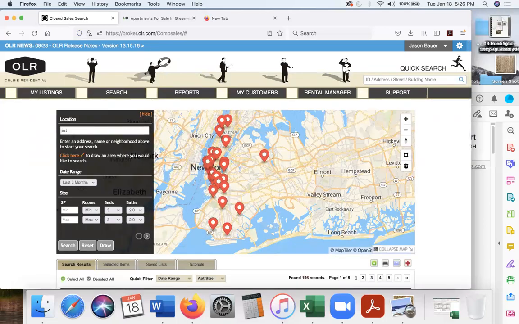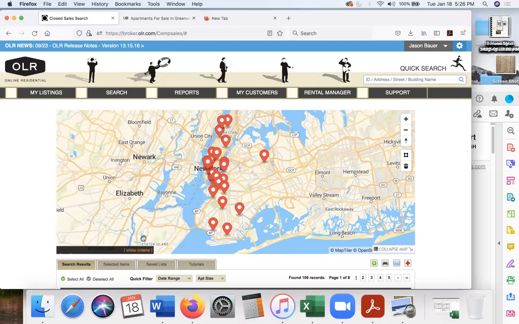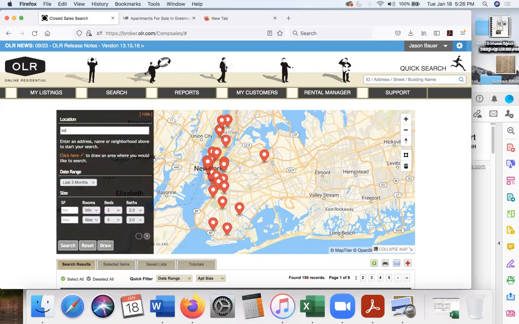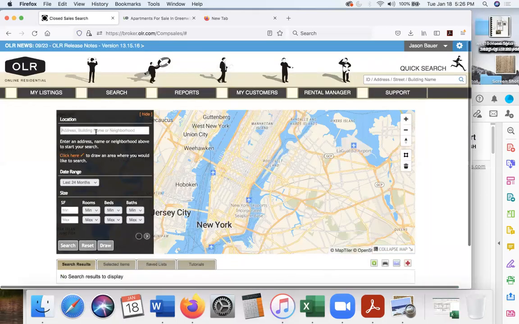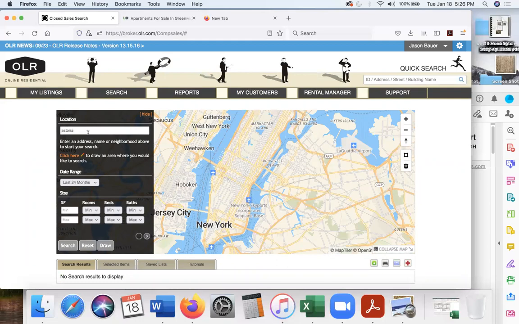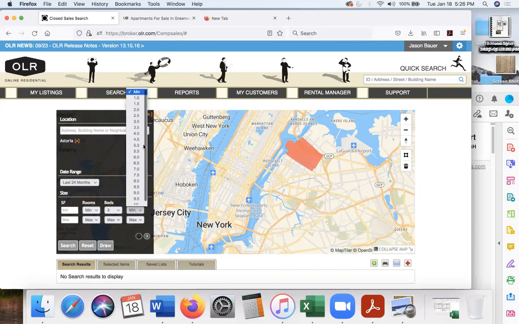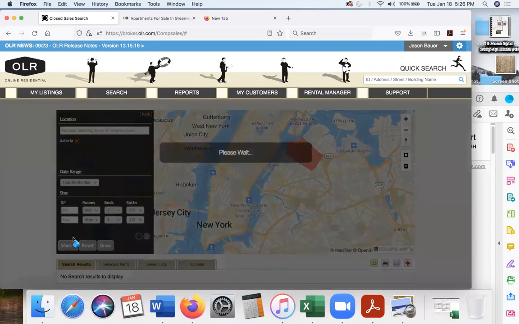And I don't think Astoria came in. Make sure. Let me reset this. We just want Astoria and 3-bedroom, 2 bath. And we can get a sense of what's going on with the market there based on the closed sales data.